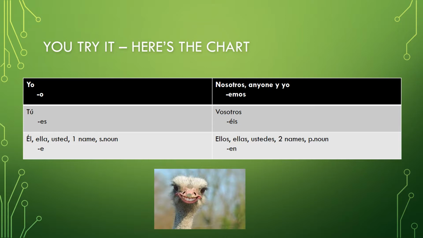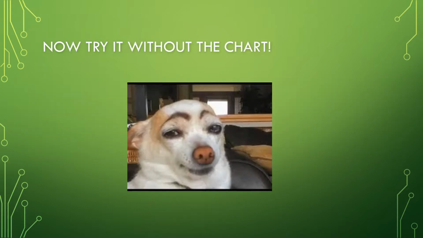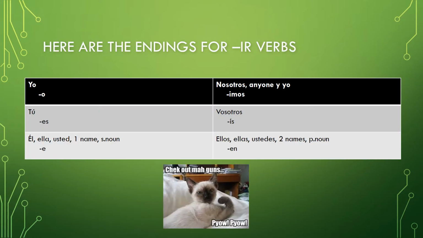So let's do a few examples with you trying it. Here's the chart. So we're going to do a few with the chart, and then we're going to do a few without the chart. So let's do with the chart. Okay, now let's try without the chart. Have you memorized the endings well enough to conjugate these verbs without looking? Alright, hopefully that wasn't too big of a deal.